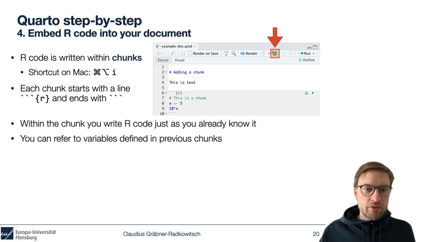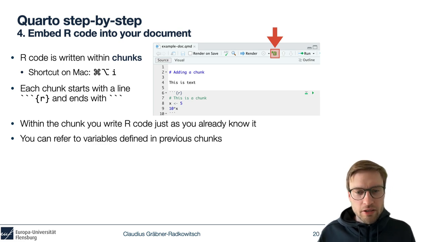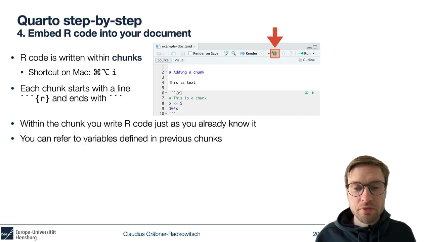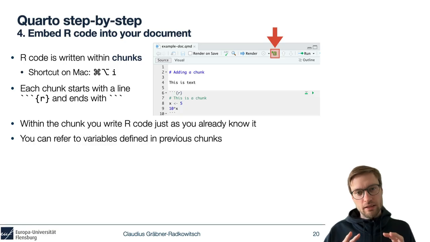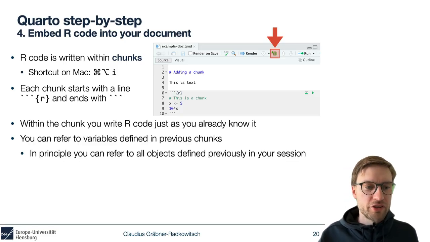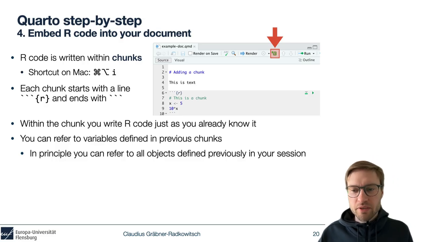In the chunk, you can refer to all variables that are defined within this single chunk or that were defined in previous chunks. So in the second chunk, you can build on everything you have done in the first chunk as well. In principle, you can refer to all objects defined previously in your session when you're writing this document.